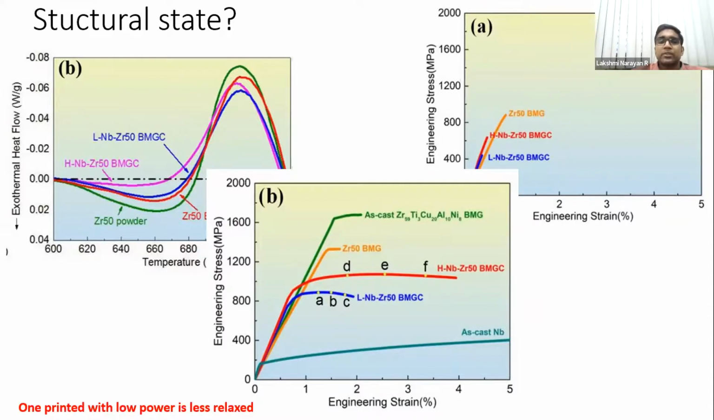Both are 50-50%. And you see that the one made at higher power exhibits a great amount of strain to failure, right? About 4%, whereas the other two cases only 2%. And even the monolithic glass is terrible. It's not at all showing enough strain to failure. So we have been able to make a very brittle material a little plastic by adding niobium and making sure that it's melted a little bit.